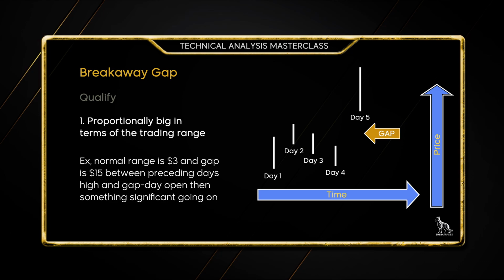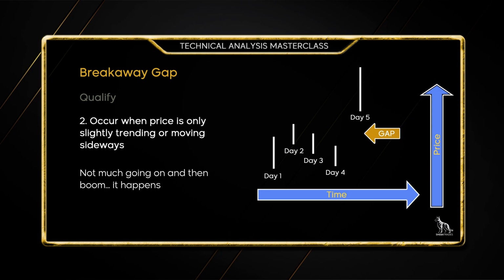Again, we have to wait till the end of the day to really confirm that it's a gap, that it doesn't just come down in price and kind of fill that gap and just overlap the previous day. If we look at this, we have this proportionally big gap in terms of the trading range. There's a big jump up in terms of what was going on before between days 4 and 5. And you can see the preceding days kind of confirm that as well.